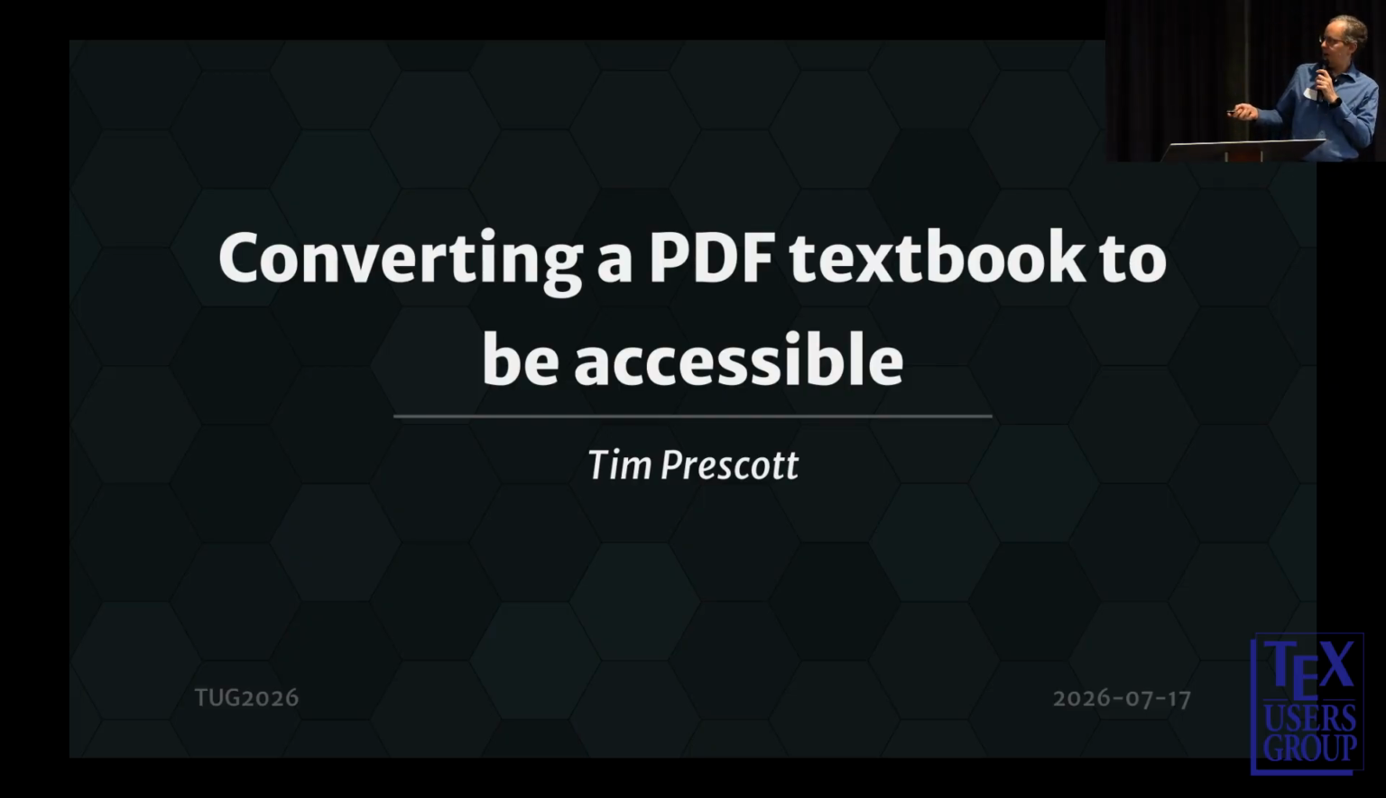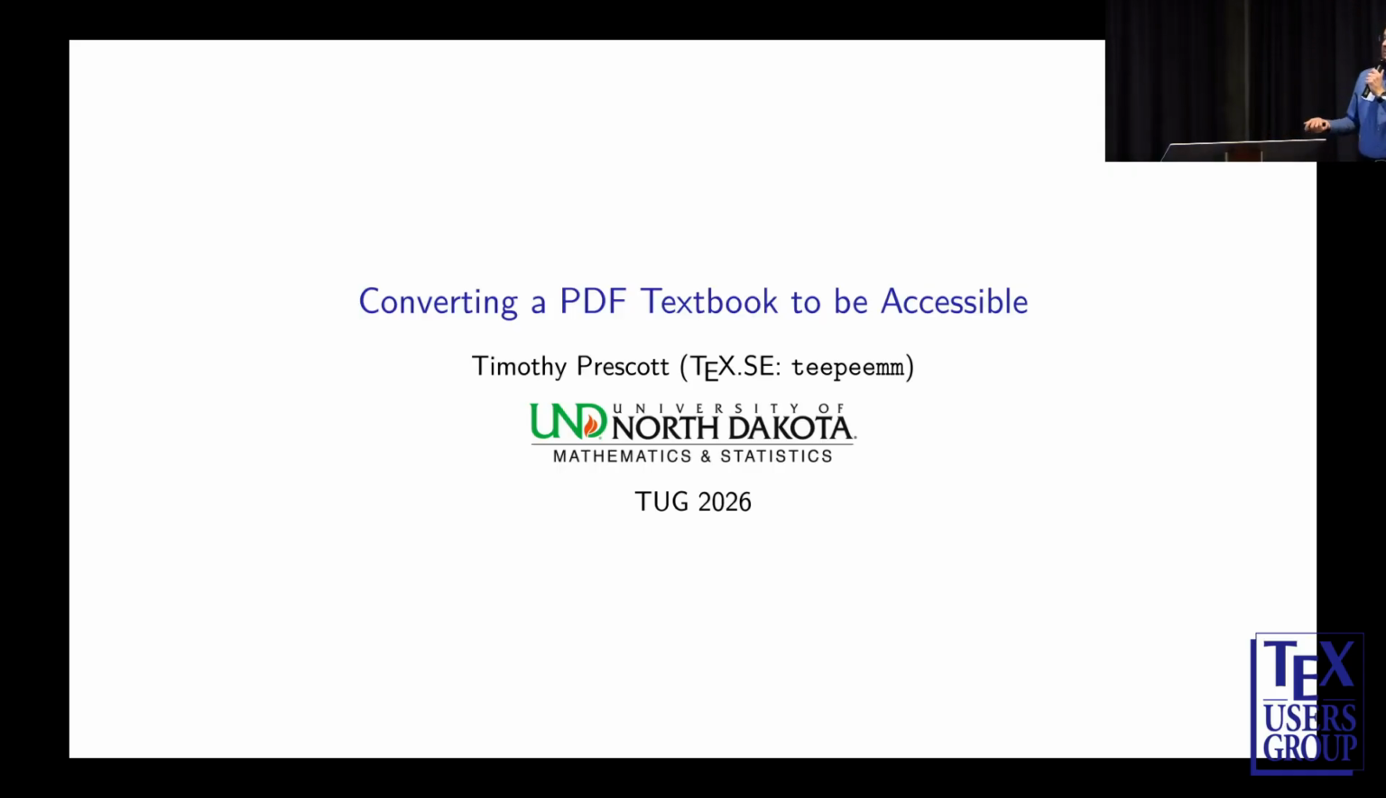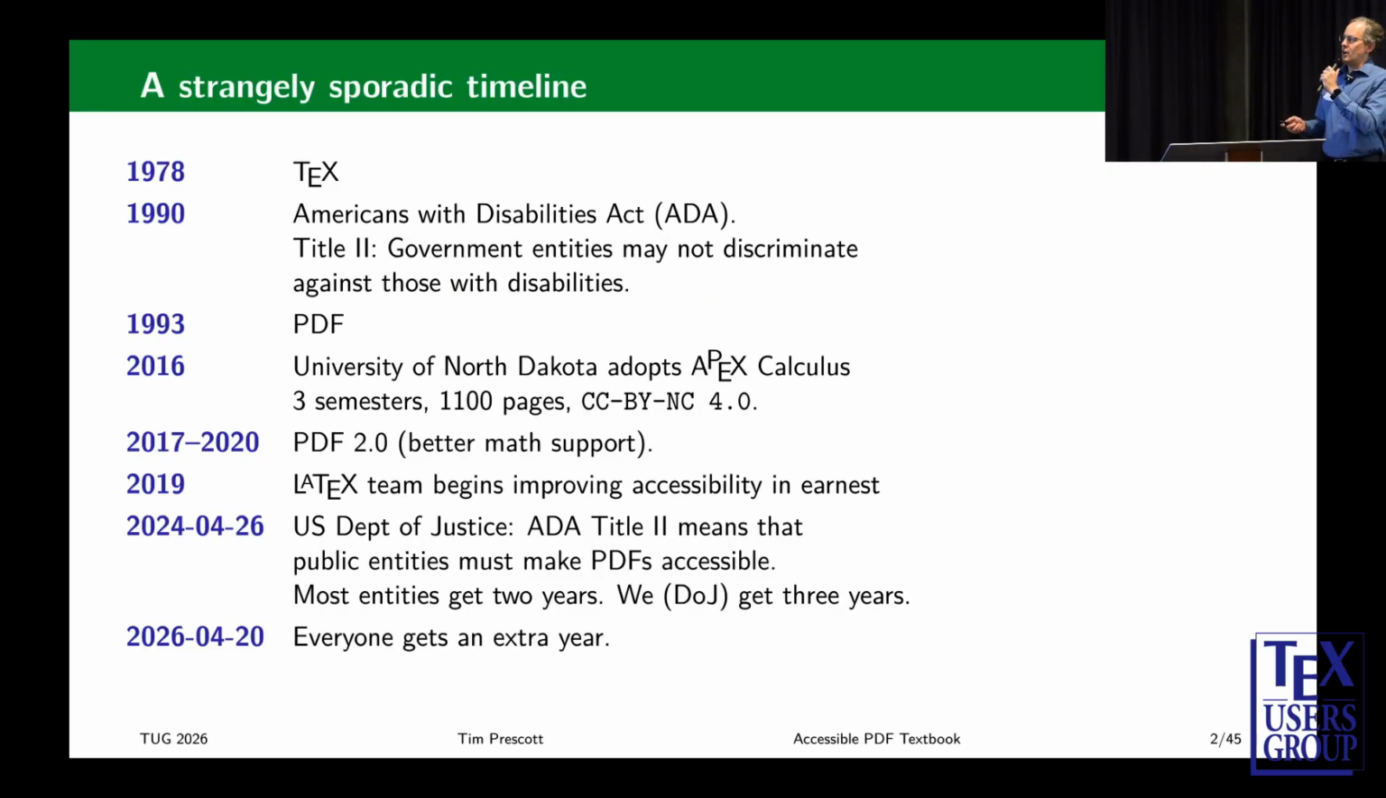Okay. I want to talk about how we made our PDF textbook accessible. Let's see. So just to place everything in its time, TeX started in the late 70s. The Americans with Disabilities Act, the main legal framework driving all of this, was in 1990. PDF came out in the early 90s. Which I guess means we've been using TeX to create PDFs for a decade before PDF existed.